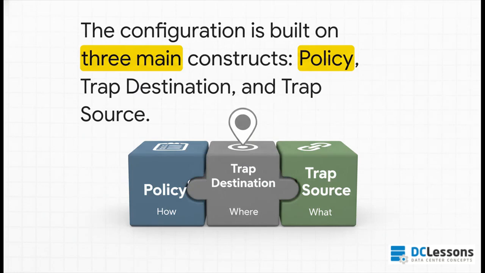So if there's one thing to get right from the start, it's this. The whole configuration is built on three main, let's call them building blocks. You've got the SNMP policy, which defines how the fabric can be monitored. Then the trap destination, which defines where alerts get sent. And finally, the trap source, which is the glue that defines what gets monitored and ties it all together. We're going to build each one of these, step by step.